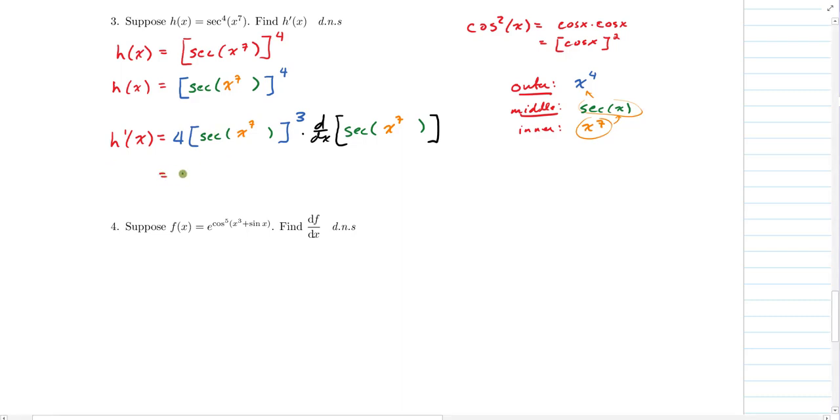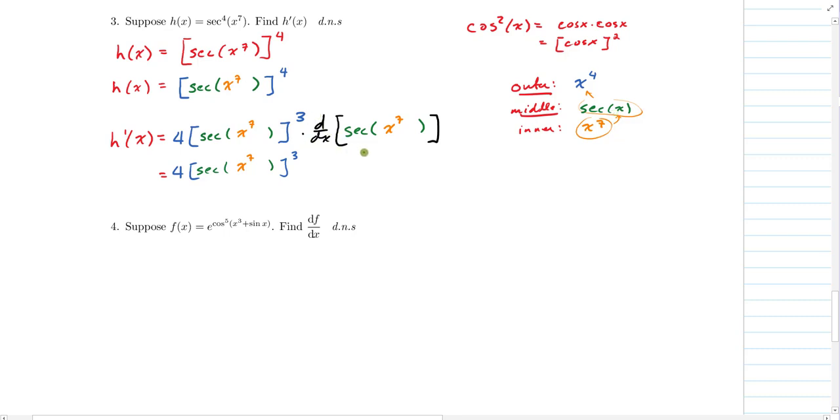So I'm just going to recopy down this line because I'm already done taking the derivative of that outer piece. This is where you could have done this in one step, although I don't recommend it until you're comfortable with it. Then now I'm going to start taking the derivative of the secant of x to the 7th. But notice that the secant of x to the 7th is itself a nested function. It's a composition of the function x to the 7th and secant x. I plug x to the 7th inside of secant x.